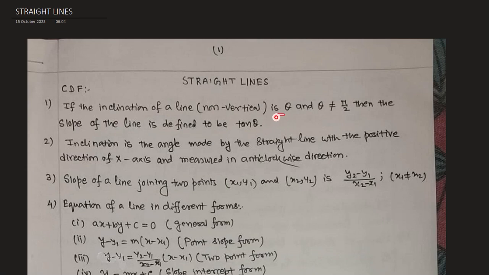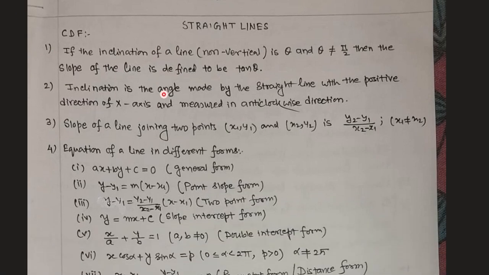The word slope is the same as gradient. Either you say it is the gradient, or you can say it is the slope of the line. And we already discussed that theta is the angle made by the line with the positive direction of the x-axis, measured in the anti-clockwise direction. If you take the angle like this, this is theta.